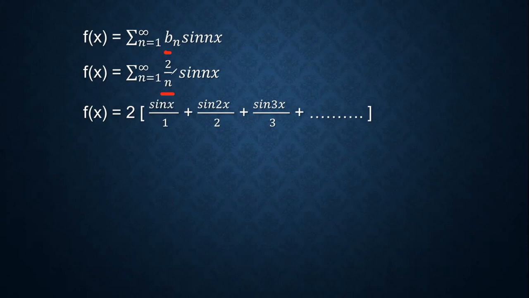N is equal to 1, 2, 3, 4. For n is equal to 1, if you take 2 as a constant which can be kept outside, 2 into sine 1x by 1, sine x by 1. Next n is equal to 2, sine 2x by 2. Next n is equal to 3, sine 3x by 3, and so on. This is the way you have to simplify the half range Fourier cosine series and sine series expansions as problems.